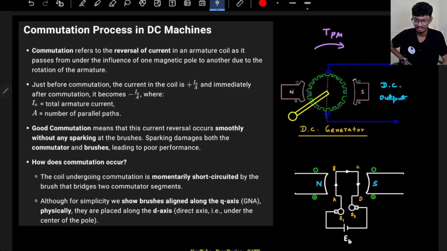I have already explained the working, so I will just quickly go through it. Just before commutation, the current in this coil will be plus Ia by A, right? And just after commutation, the current will become minus Ia by A.